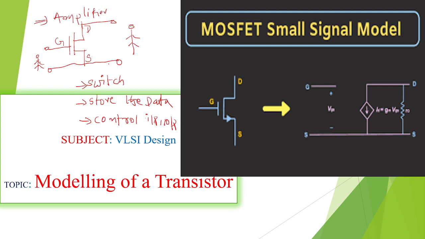So for this transistor, what is the small signal analysis we need to find? Means for a transistor, what is the input impedance? What is the output impedance? We need to find. So small signal analysis we need to find.